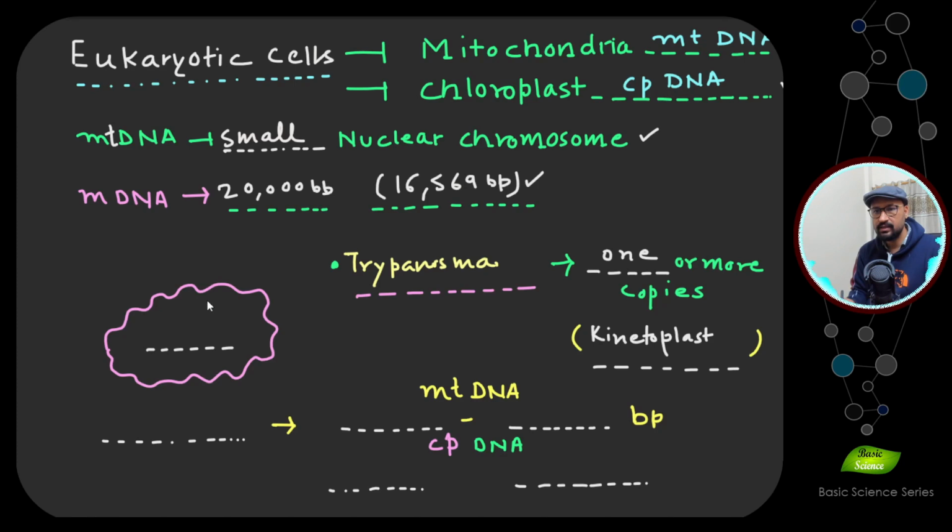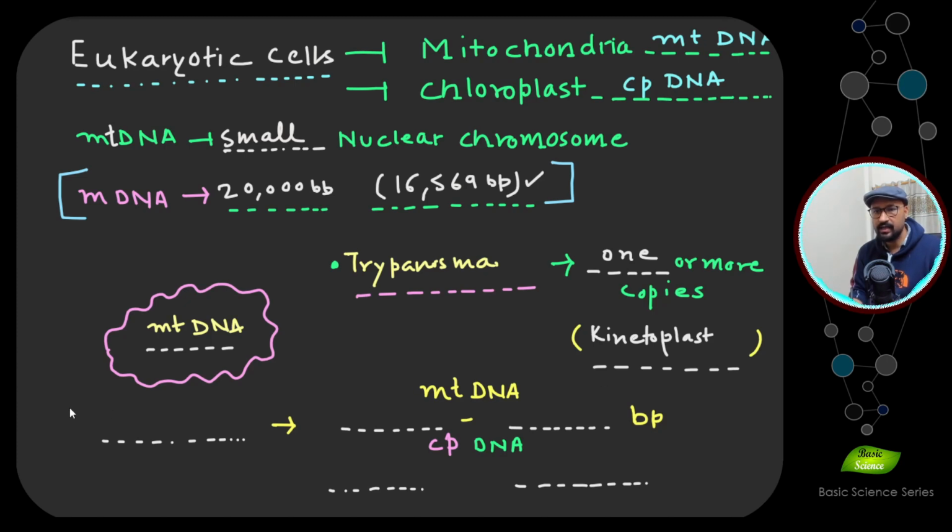So this is the mitochondrial DNA. It is circular in nature, and let me write it down: mitochondrial DNA is much smaller than the eukaryotic chromosome. If you can remember these numbers, they are important. Also you need to know that this DNA is smaller than the nuclear chromosome. We also talked about Trypanosoma and its DNA: it can have more mitochondrial DNA in the organelle called the kinetoplast.